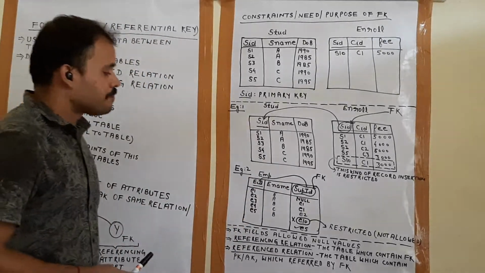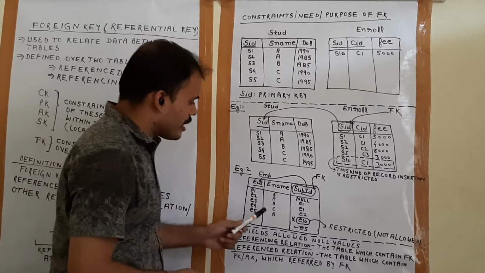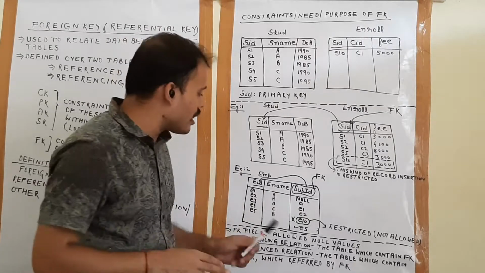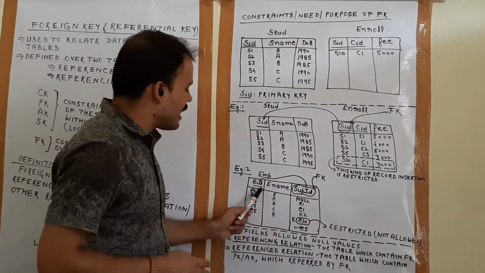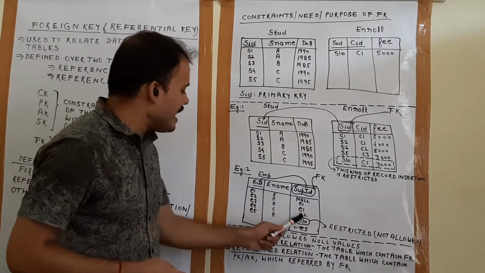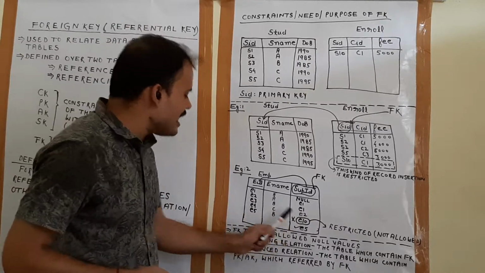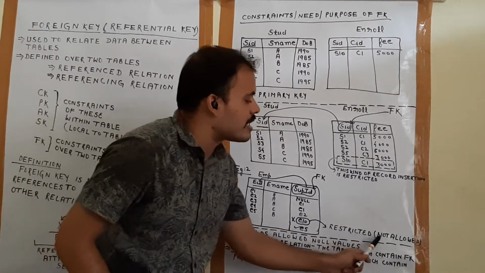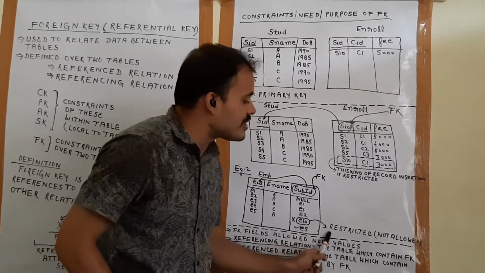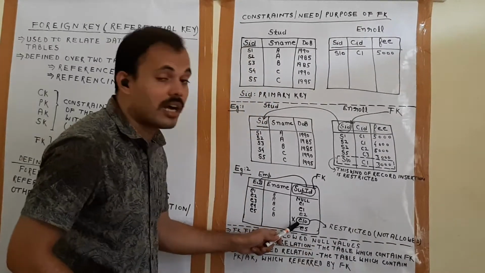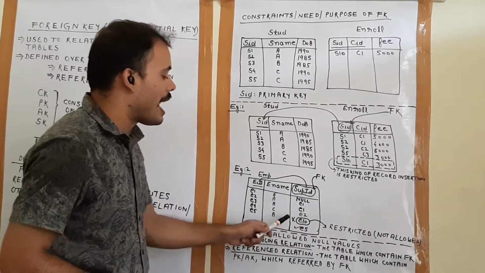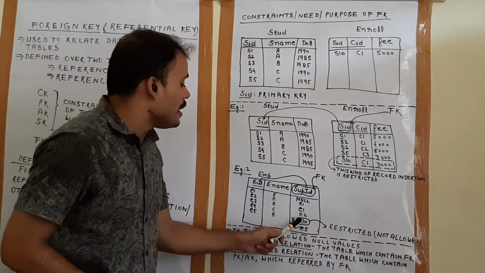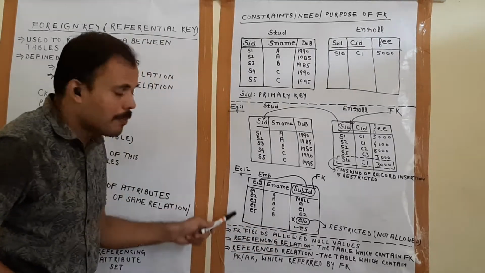Understood? So here, E1's supervisor is null, meaning no one is supervising E1. E1 is supervising E2, E1 is supervising E3, E2 is supervising E4, E10 is supervising E5. But see here, E10 is restricted, not allowed. It is inconsistent data, incorrect data. Why is it inconsistent data? Because E10 does not belong to the employee ID.